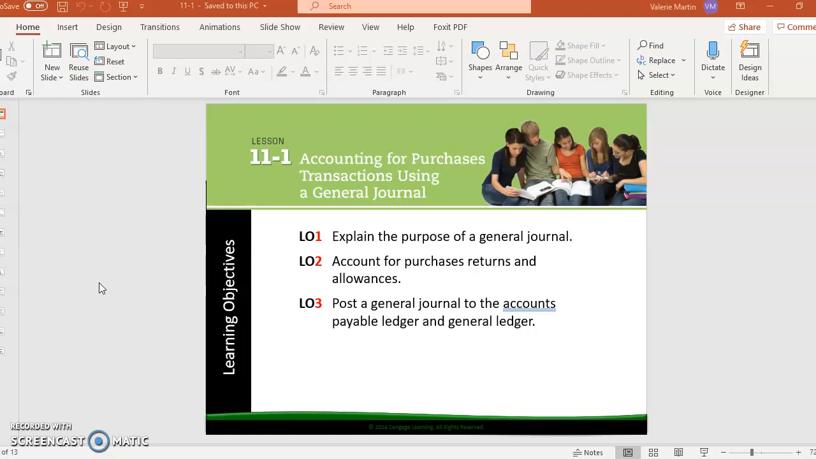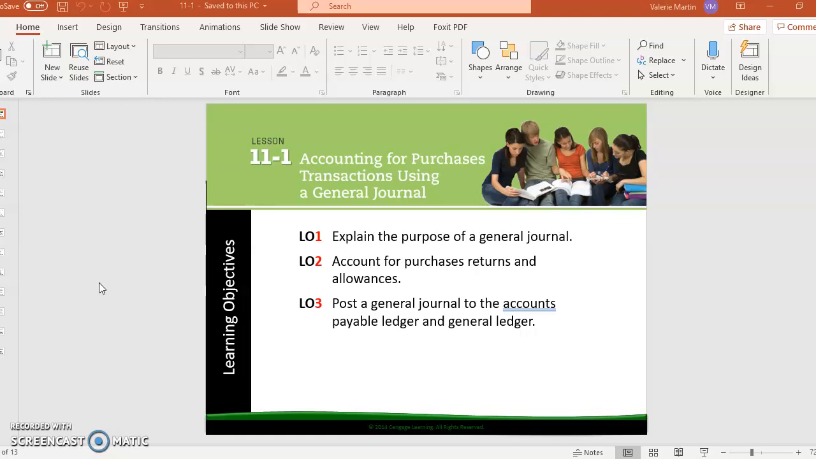And I think one thing that's important to know is that there are transactions that cannot be recorded in special journals. For an example, if it's not a cash payment, it cannot be recorded in a cash payments journal. If it's not a transaction with a purchase of merchandise on account, it cannot be recorded in the purchases journal. So any transaction that cannot be recorded in a special journal is recorded in a general journal.